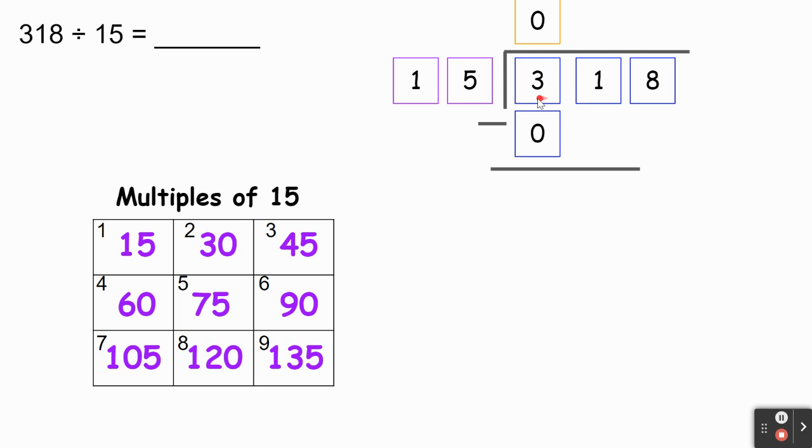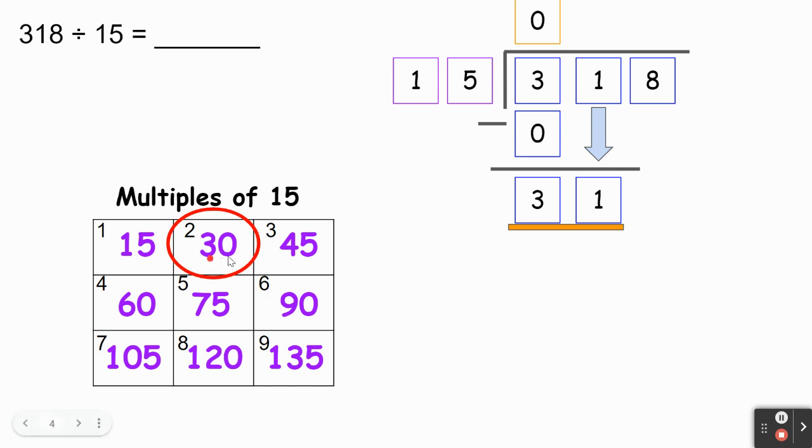So if we have 3 hundreds, we're sharing 0 of them. That means we still have 3 hundreds left over. We can rewrite this 3 hundreds as tens by bringing down the next digit. So we have 31 tens. Let's look at our multiples of 15 to see which number gets us closest to 31 without going over. We can see that our second multiple gets us closest to 31. 2 times 15 is 30.